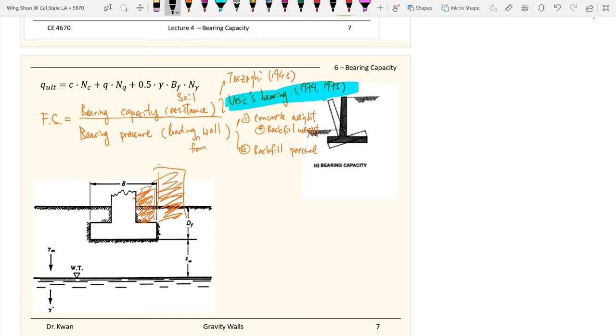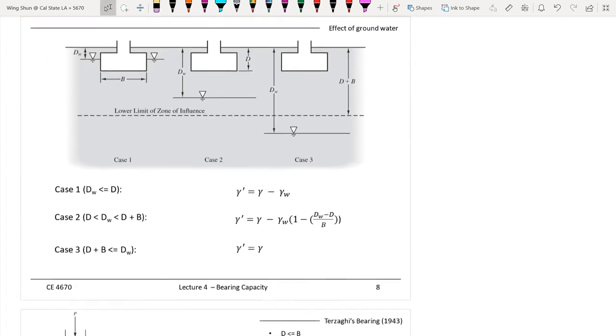For more information, we don't have time to repeat all that. You can go back to your C467 notes or the Coduto textbook where we talk about the shallow foundations. The formula provided by the Federal Highway Administration manual is this one. So that is the soil bearing capacity formula, and one part of it talks about the soil unit weight. When we calculate the soil unit weight, it depends on the location of the water table, and we talked about that in C467 too.